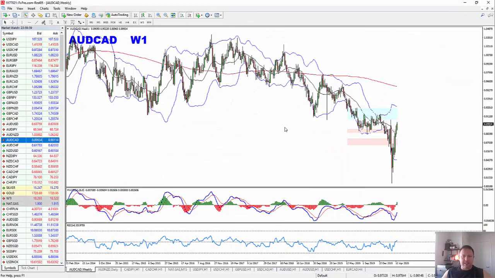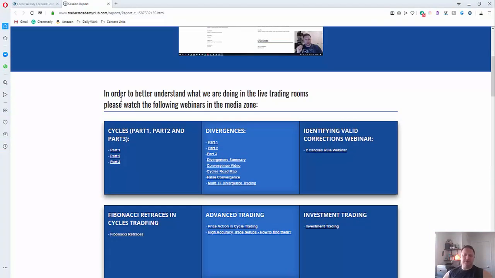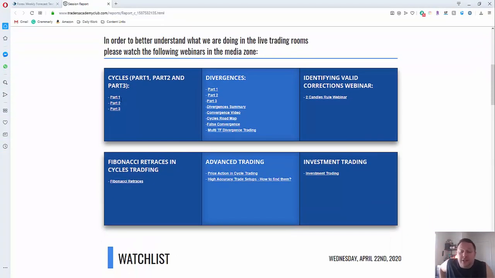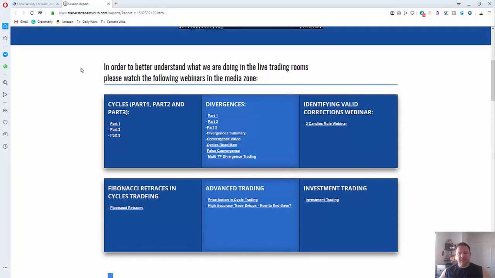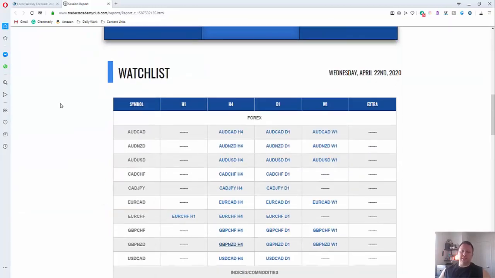Okay, before I go to the commodities, let's take a look at some more interesting opportunities we had from the market. So for that, let's take a look at a trading report from Traders Academy Club. As I mentioned before, we are making a daily live market analysis. That's how it looks like. We choose the most interesting instruments based on multi-time frame analysis, and that's what we follow.